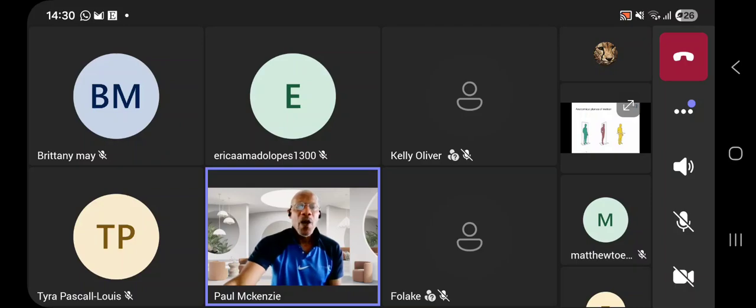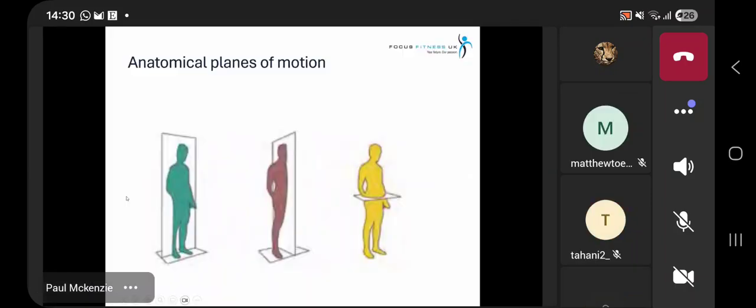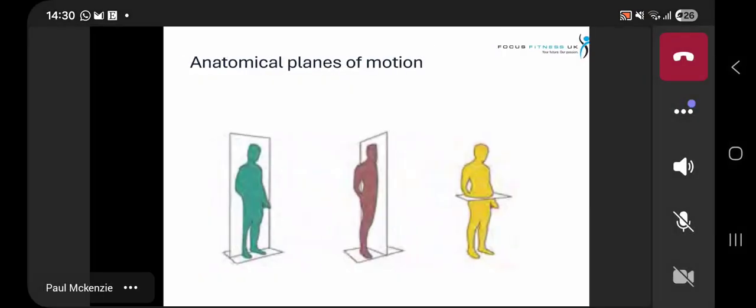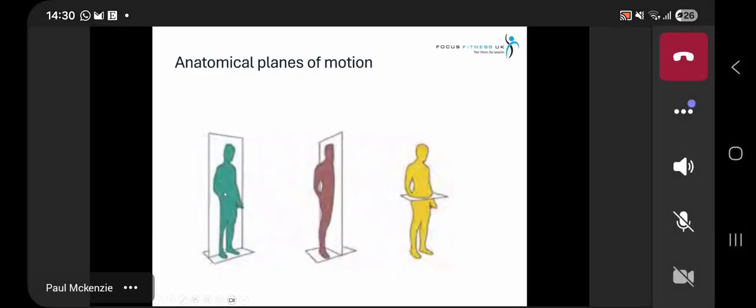All right. We covered planes of motion in level 2, so can we remember these planes of motion? Remember, we have the body divided into front and back portions. Here, the body is divided into left and right, and the body is divided top and bottom. So can we remember these planes? We have frontal, sagittal, and transverse.